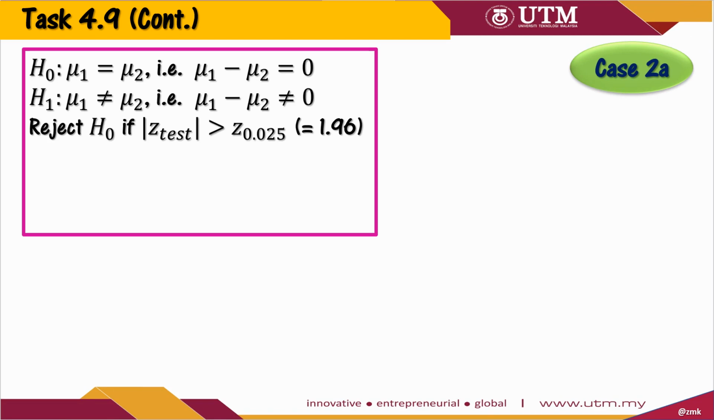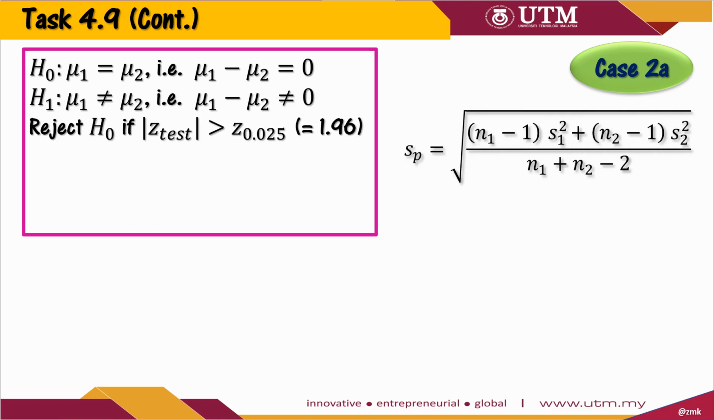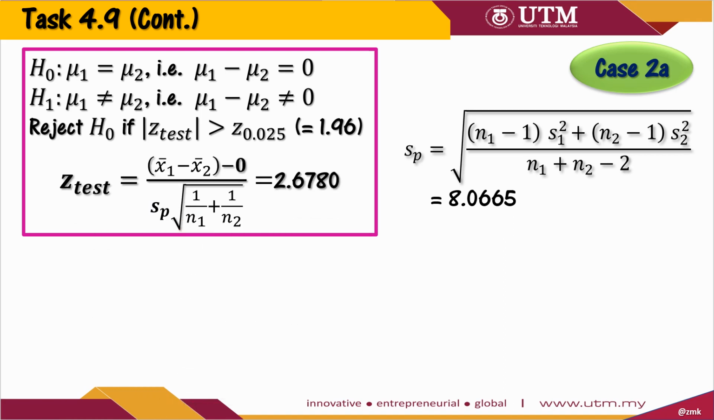Therefore, we need to calculate the pooled standard deviation first, which is the square root of the pooled variance given as follows. Substituting all required values, you will get the pooled standard deviation to be 8.0665. Once we get the pooled standard deviation value, we can substitute this value into the Z-test formula written like this. Please notice that the value of mu1 minus mu2 under H0 is 0. Again, by substituting all required values in the Z-test formula, you can check that the Z-test value is 2.6780.